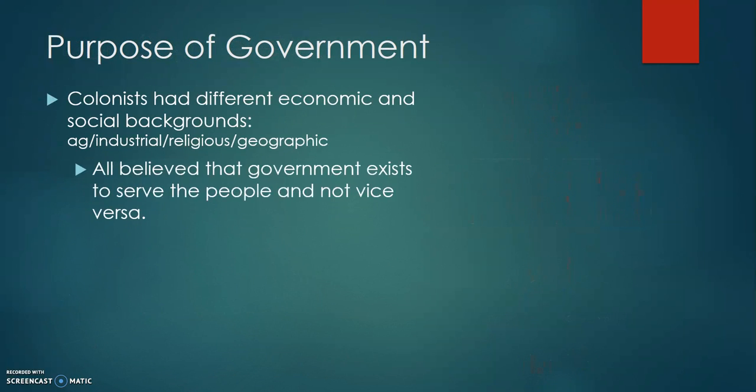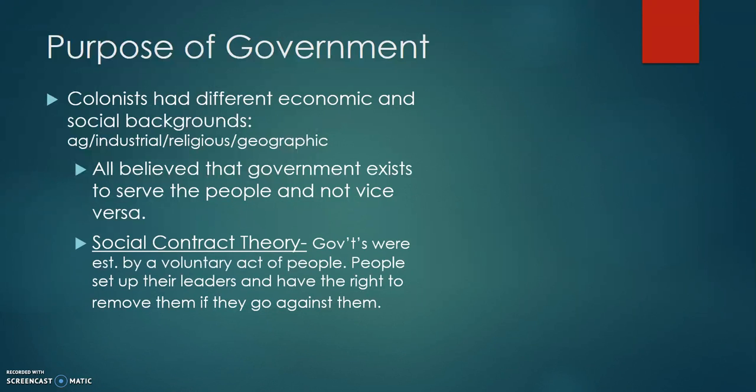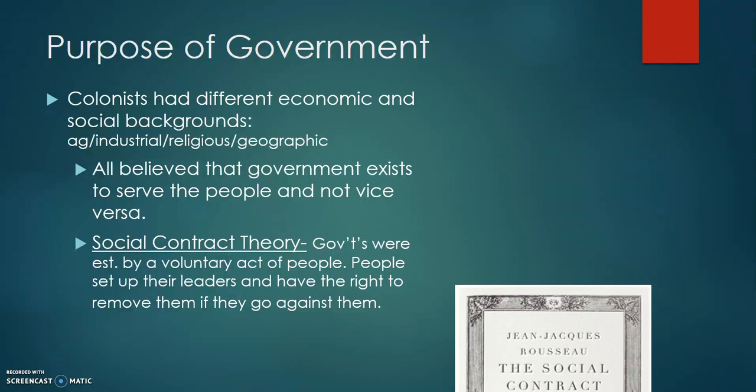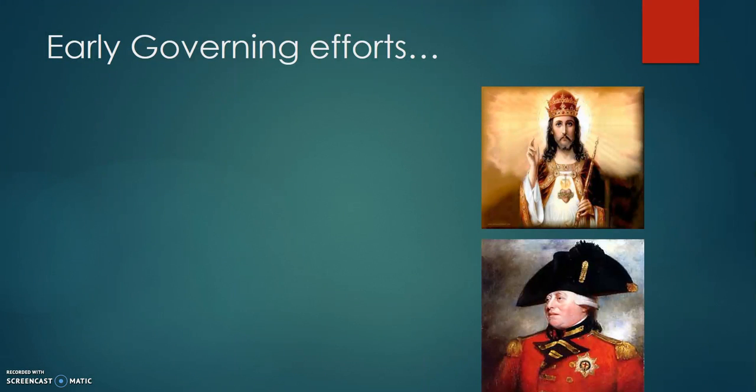And then we get into the purpose of that government, so that the government should mirror what the people want, and that if they don't, that the people have the right to remove those government officials, and that's in social contract theory. So we'll just kind of talk about what the purpose of the government is.